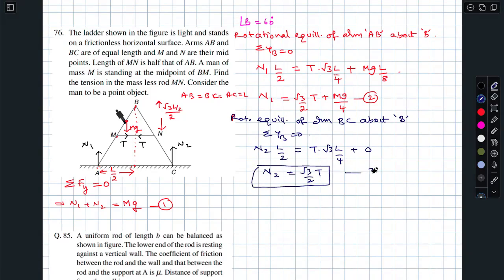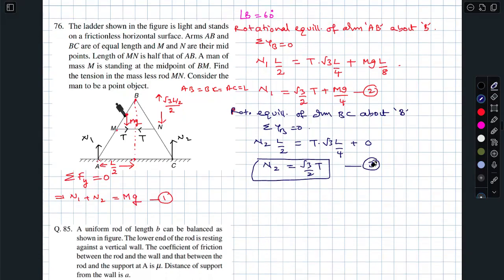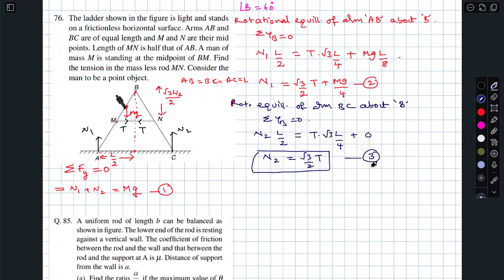Let this be equation 3. You have 3 equations by the way. Now simply add, use 2, 3 and 1. And you add 2 plus 3.